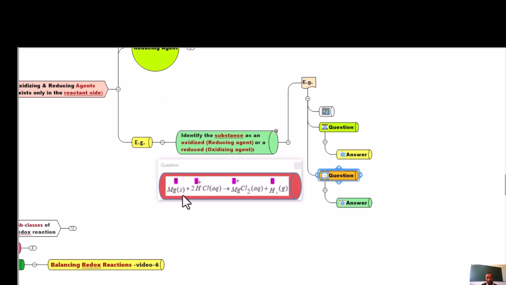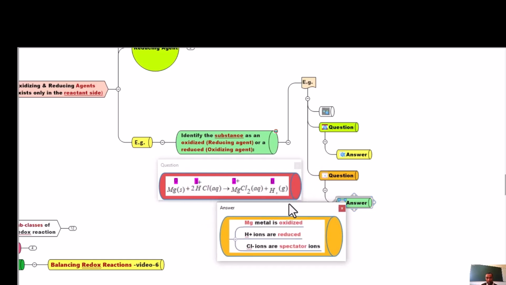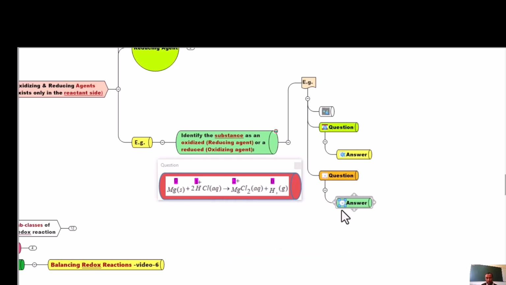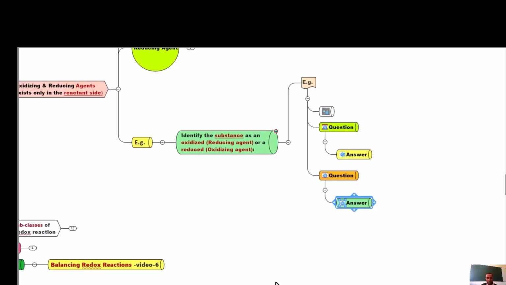Another example is this one. Identify the oxidizing agent and the reducing agent for this chemical reaction. The answer is that magnesium is oxidized, so it acts as the reducing agent, and hydrogen is reduced, so it acts as the oxidizing agent. Chlorine in this case is a spectator ion. It has no role in it, is not produced, and simply facilitates the chemical reaction. This is identifying the oxidizing and reducing agents.